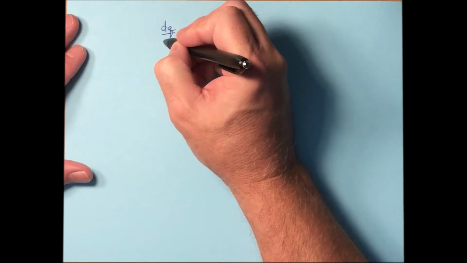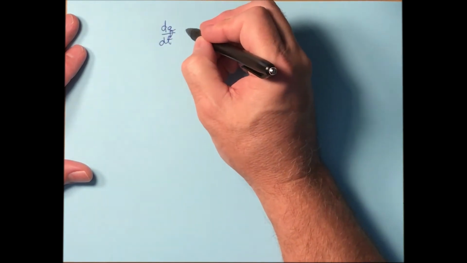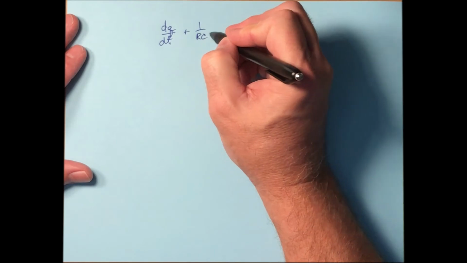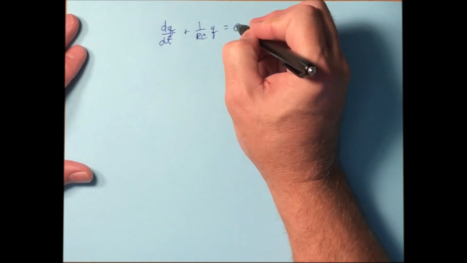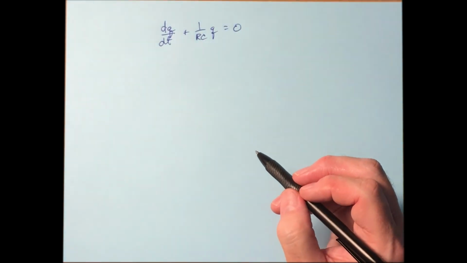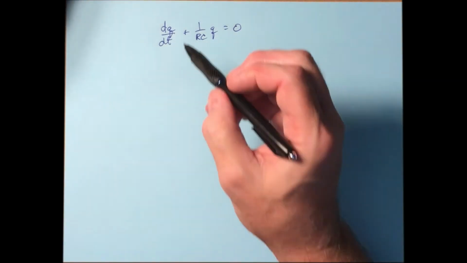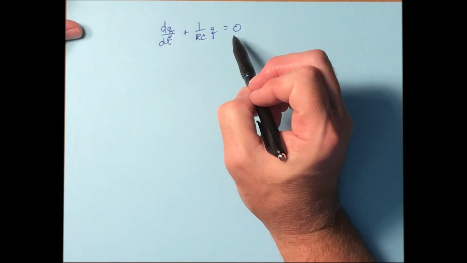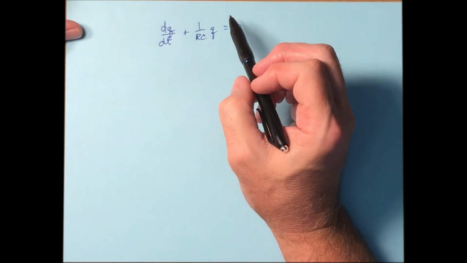dq/dt plus 1 over RC Q equals 0. Well, how do you solve this? This is a first order ordinary homogeneous differential equation.